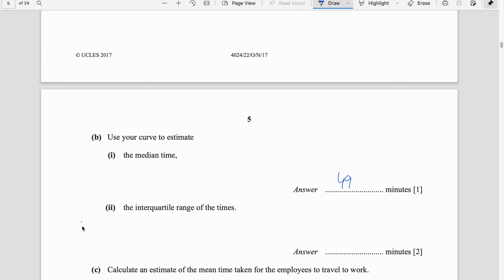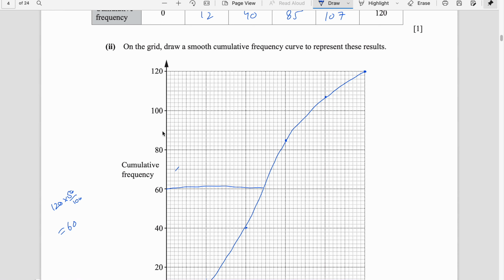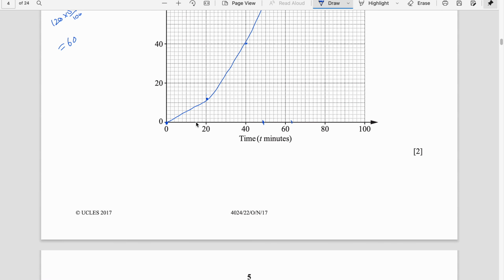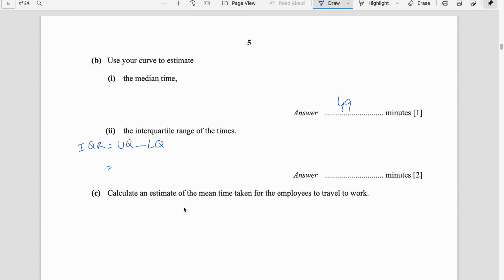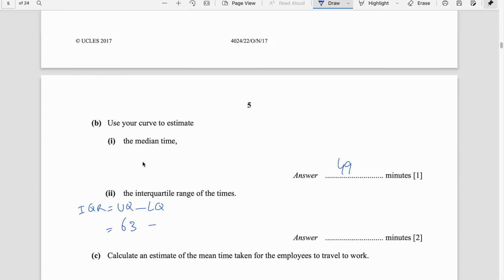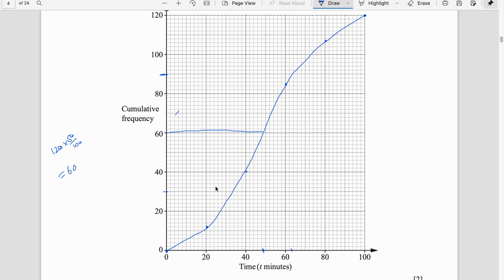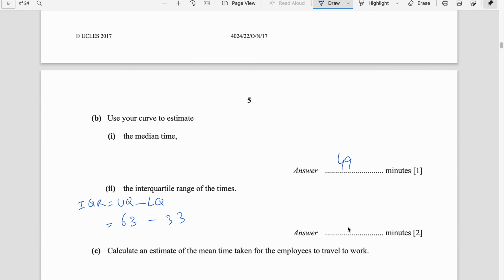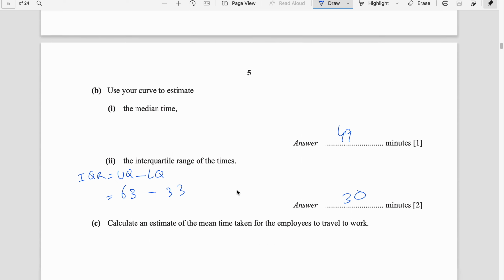Interquartile range. Interquartile range is upper quartile minus lower quartile. So upper quartile is 75%. 75% of this is 90. At 90, we read this value in the middle of these two boxes. So this is 63. Upper quartile 63 minus lower quartile at 30, and this is 33. So we get an interquartile range of 30.